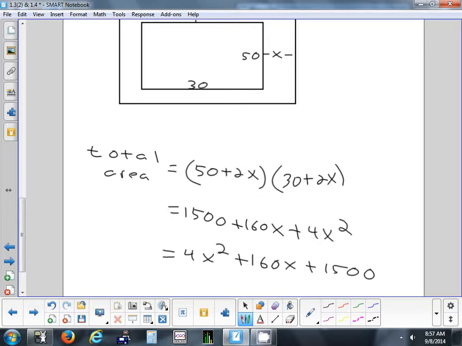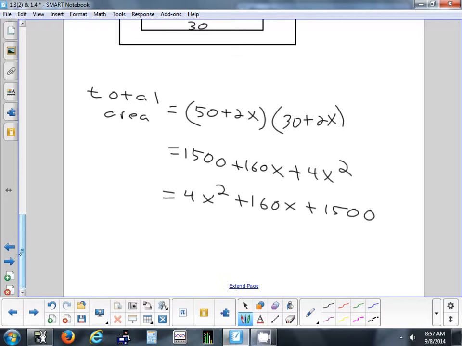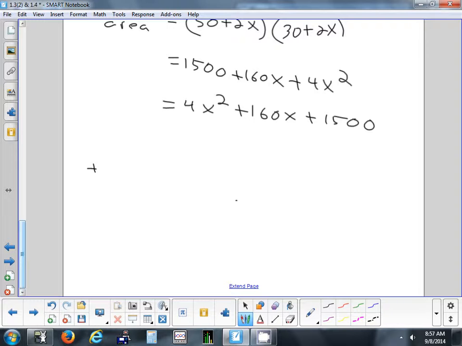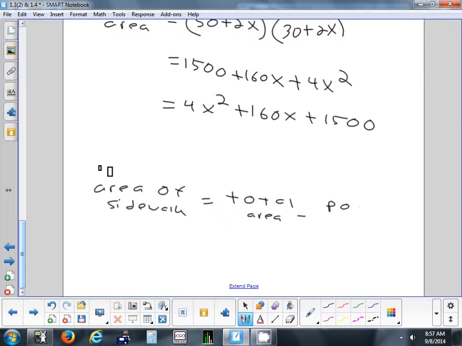Okay, so that's my total area. Now what we're going to do is this. Total area, or actually we'll do it like this. Area of sidewalk equals the total area minus pool area. Okay, area of sidewalk, we already know, that's 600.